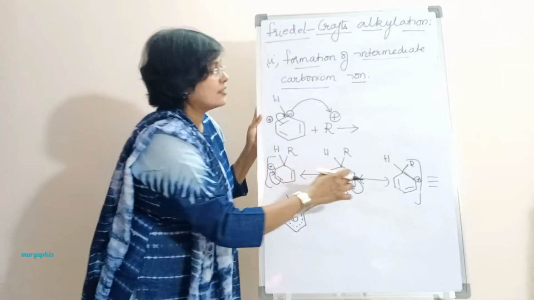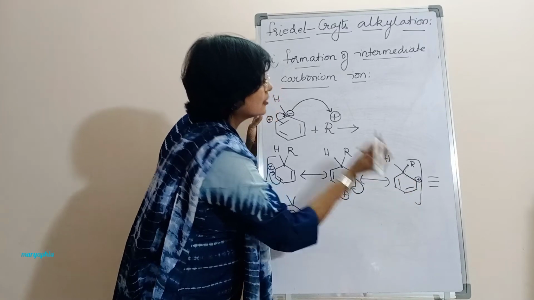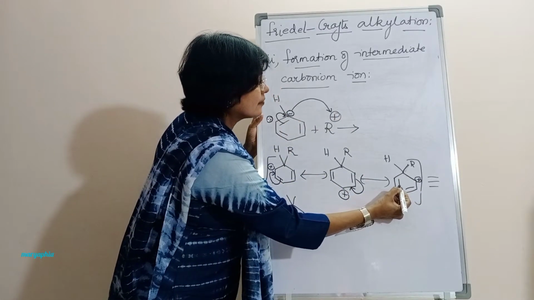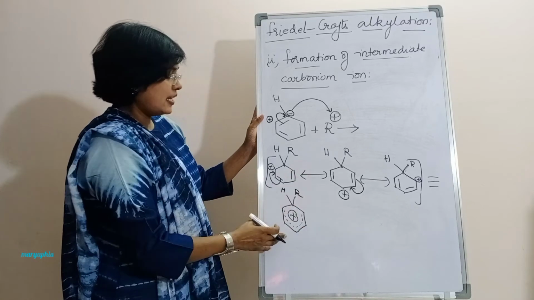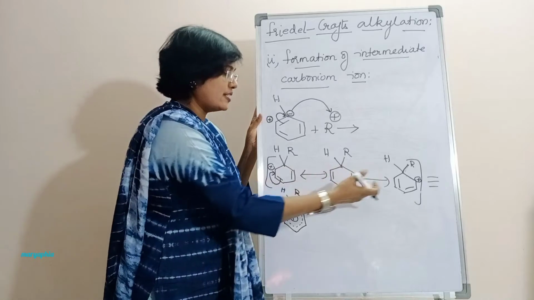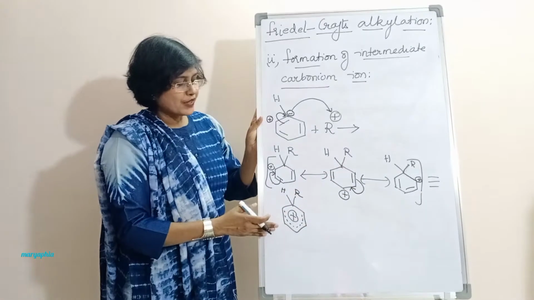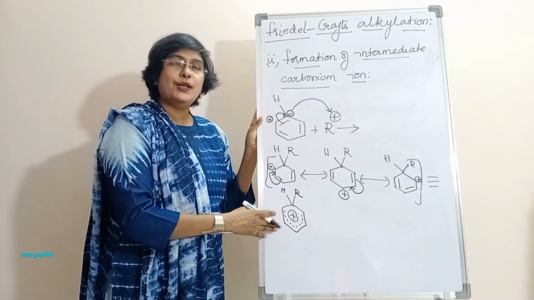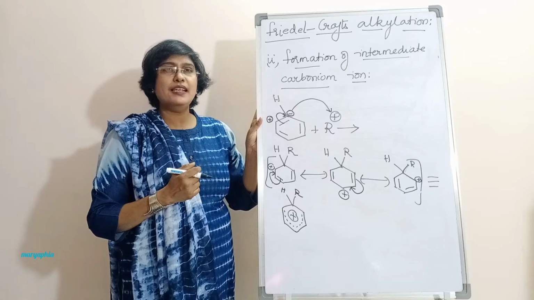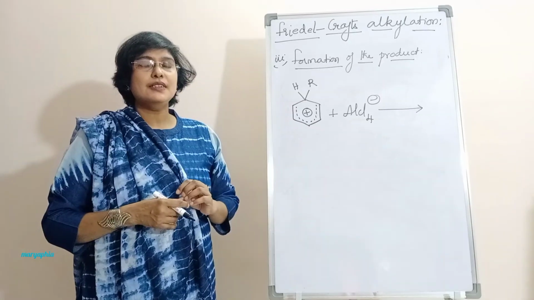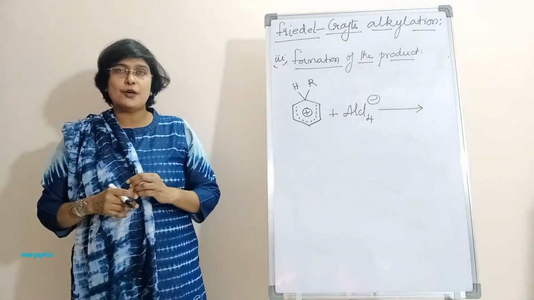Okay. So there is no pi bond here. Fine. Here H, here R. This is the resonance hybrid. All these three resonating structures, we can show in the form of one structure. So this is the intermediate carbonium ion that is formed in the second step. Okay, clear students? Next, third step is formation of the final product.